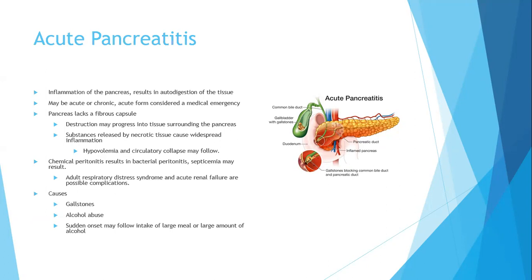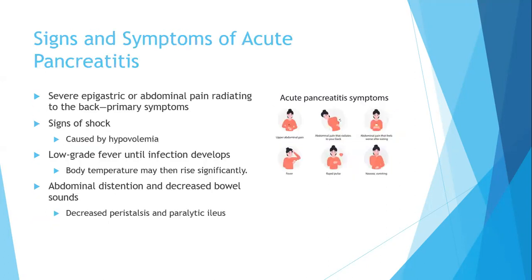Acute pancreatitis can be caused by gallstones if there's enough backup into the ducts, or alcohol abuse. You could have sudden onset following an intake of a large meal or a large amount of alcohol. So the next time you go to a wedding or something, think about that. Well, don't, but you know what I'm saying.